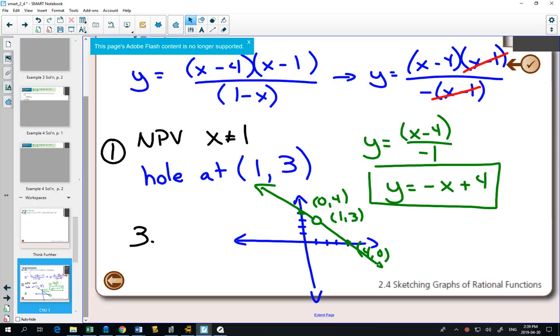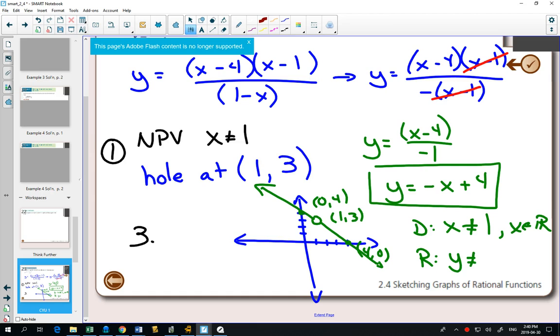Oh, does it say state the domain? We'll do that quick then. And yes, state the domain and range. So for our green graph, the domain is everything except x can't equal 1. But x can equal everything else. Looking at our range, we only have one value that's not included in our range, which is 3. But y could be everything else.